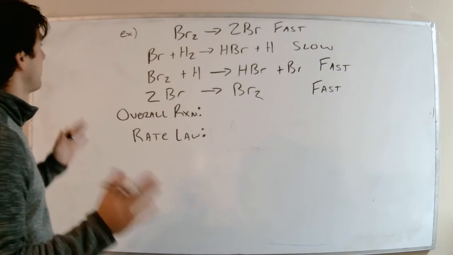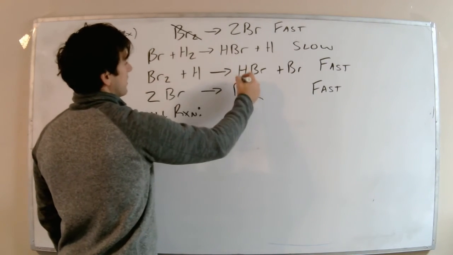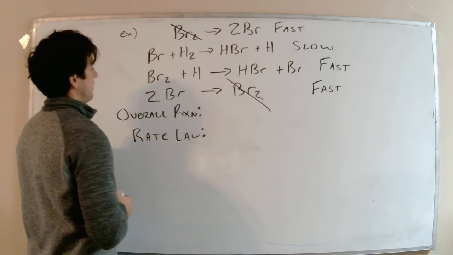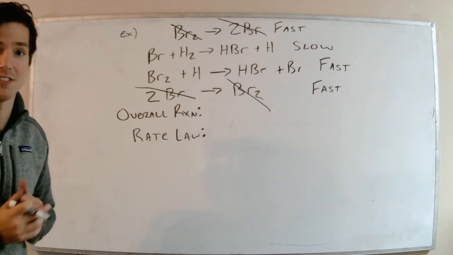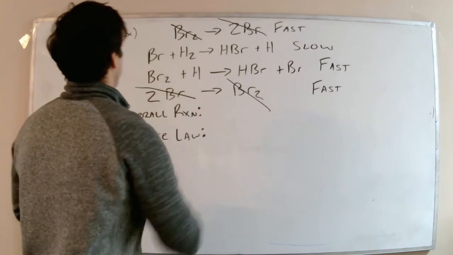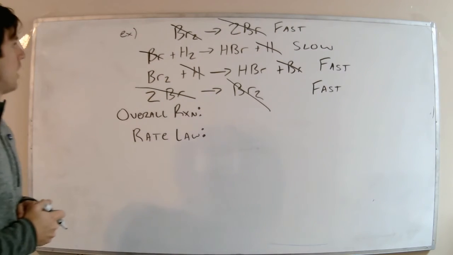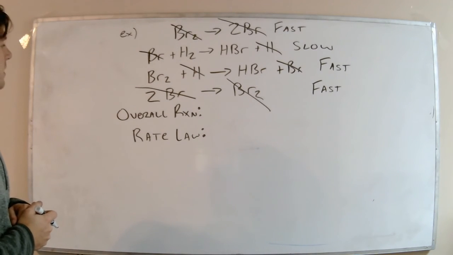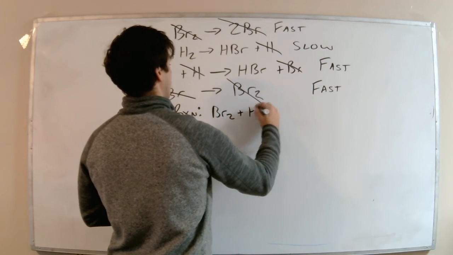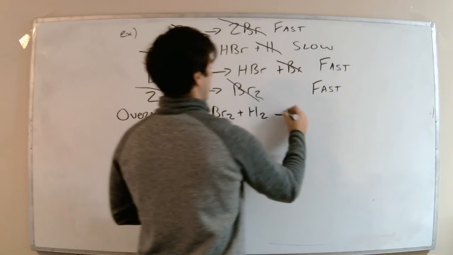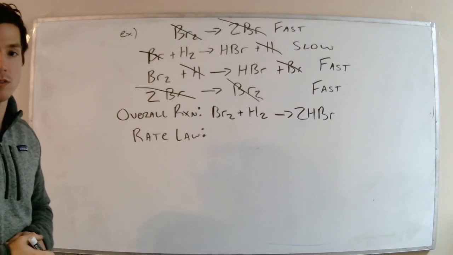So I've got to make sure that I see everything. I know there's a lot going on here. Looks like I've got a Br2 here and a Br2 here. I've got a 2Br here, I've got a 2Br here. So those two just cancel each other out entirely. I've got a Br and a Br that can go. I've got an H and an H that can go. Looks like that's about it. So my overall reaction is going to be Br2 plus H2 becomes 2HBr. So there's my overall reaction.